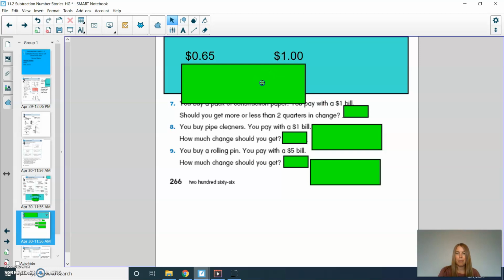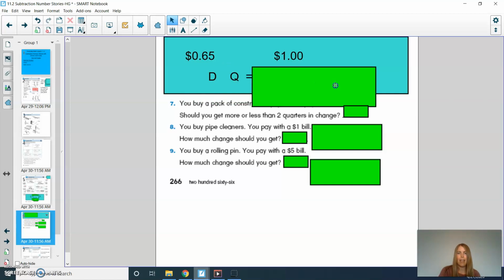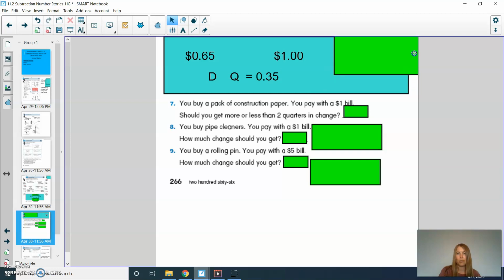Boys and girls, when I look at my poster, I know that the construction paper was 65 cents and I'm paying with $1. And so if I'm at 65, I would probably have a dime next to get me to 75 and then a quarter to get me to 35 cents, which would be my change, or a quarter to get me to $1. So is 35 cents more or less than 2/4? If you said less, you are correct.